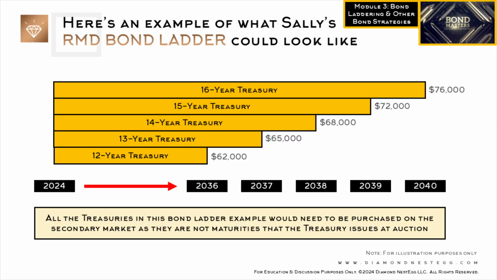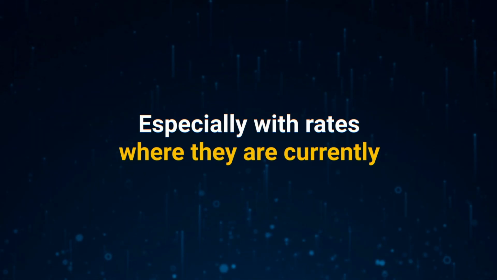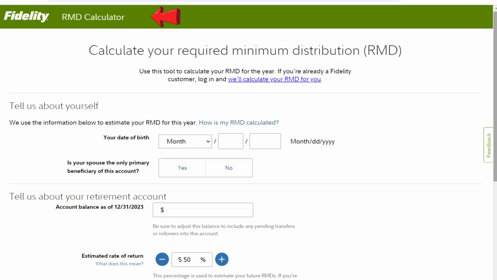So, while I think it's a good idea to get a sense of what your RMDs might look like in the future, and to potentially build out an RMD bond ladder like this if it works for you, especially with rates where they are currently, my general recommendation would be to review your financial situation regularly to make sure that whatever estimated RMD amounts come out of this calculator and whatever RMD bond ladder you might have continues to make sense on an ongoing basis based on your individual circumstances, goals, and expectations, and what the latest RMD rules are.